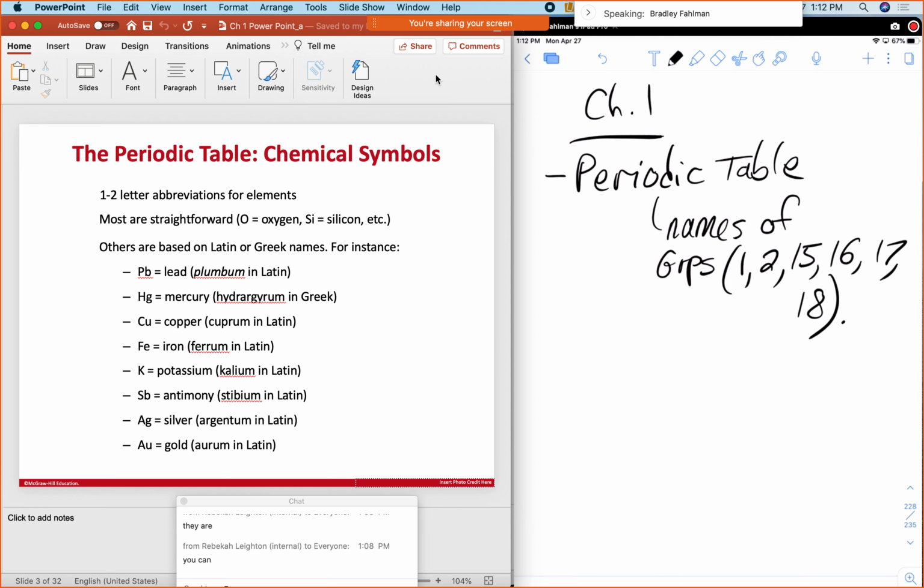Okay, so we've got the alkali metals, the alkaline earths, the pnictogens, the chalcogens, and then the halogens and the noble gases. Okay, so those names. This slide shows you where the names come from. The periodic table you can use will have the names and symbols, so it's not something you have to even memorize. So that won't be an issue for you guys.